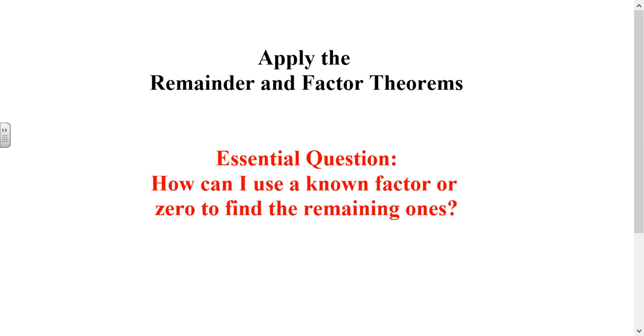Today's lesson is about how to apply the remainder and factor theorem. We haven't really learned what the factor theorem is yet, but last time we learned what the remainder theorem was. That was when we had to use synthetic and long division, and we found the remainder when we were dividing the polynomials. But today's essential question is, how can I use a known factor or zero to find the remaining ones?